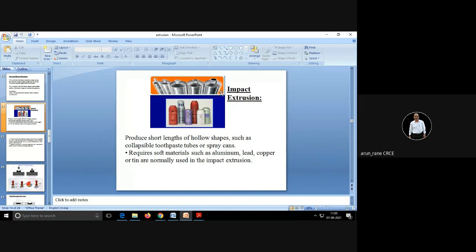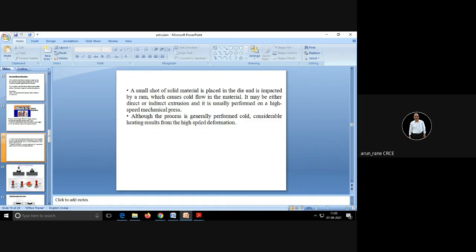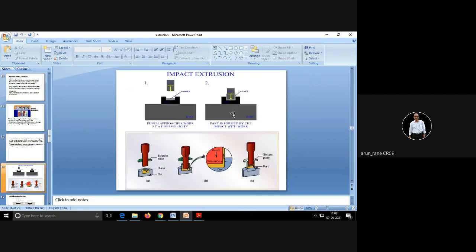These are the tubes which are used for toothpaste or your, what do you say, cosmetics. So this is done by impact extrusion. We take a slug, a small shot of solid material, which is placed in the die, and then it is impacted by a ram, so that you get that. This is what impact extrusion is.